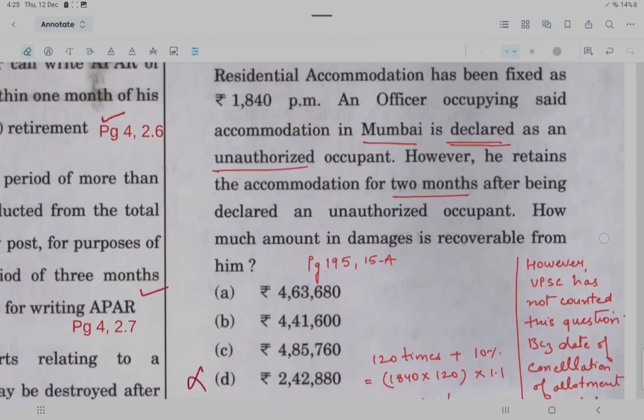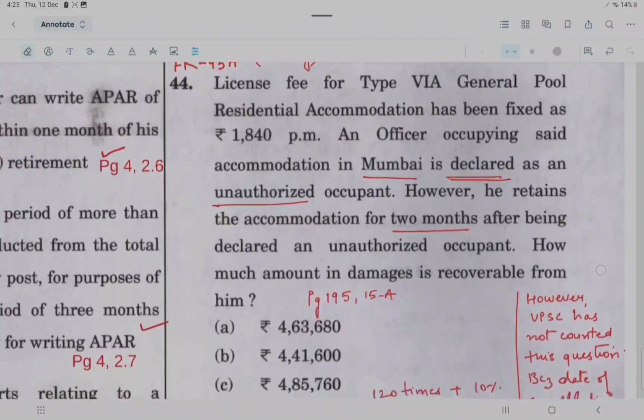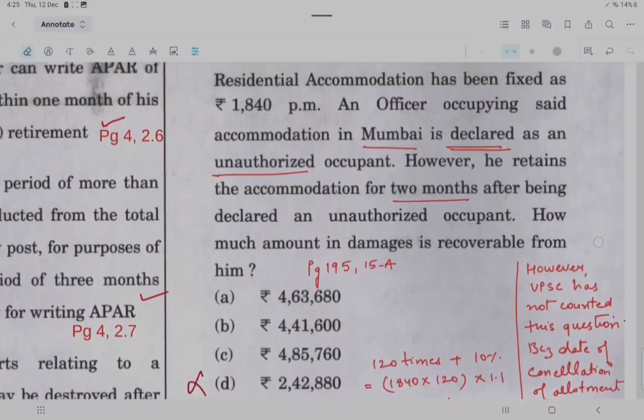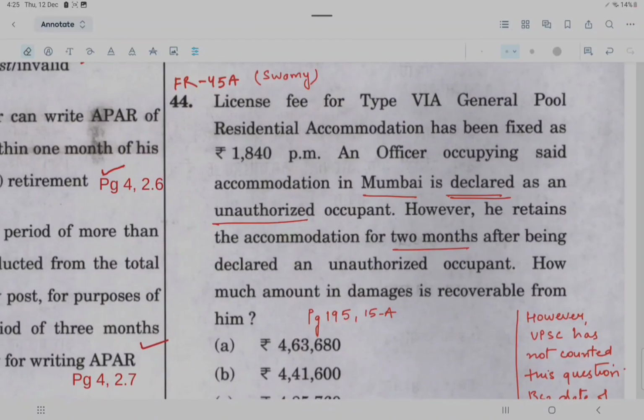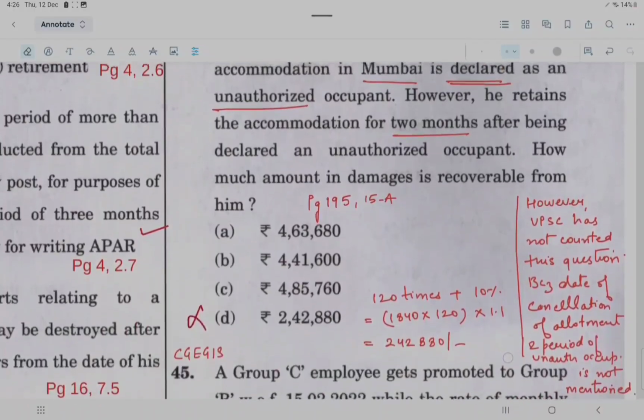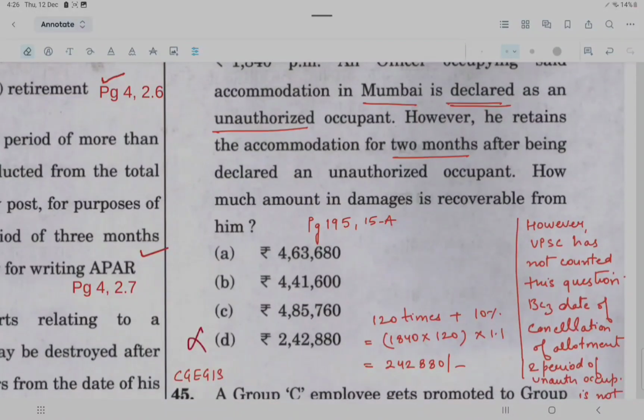Now, actually, there are 2 points in this question. One is that UPSC has not taken this question into calculation because some information is missing, but still we'll try to solve this question. For this you can refer to page 195, para 15A of Swamy's FRSR compilation. So in the case of Mumbai, if you see the table, the damages to be recovered for 2 months is 120 times, which is for the first month, and 10% additional for the second month, from the second month onwards.